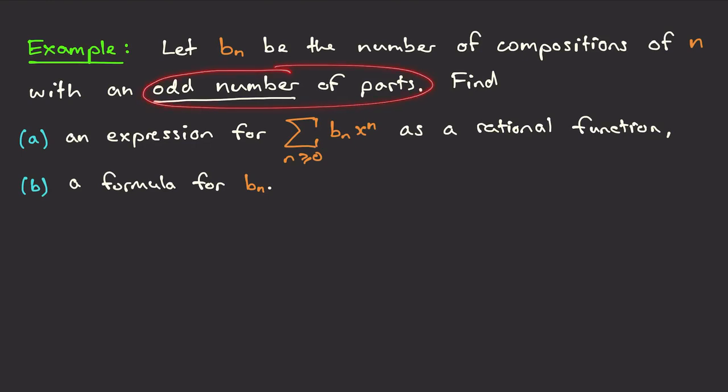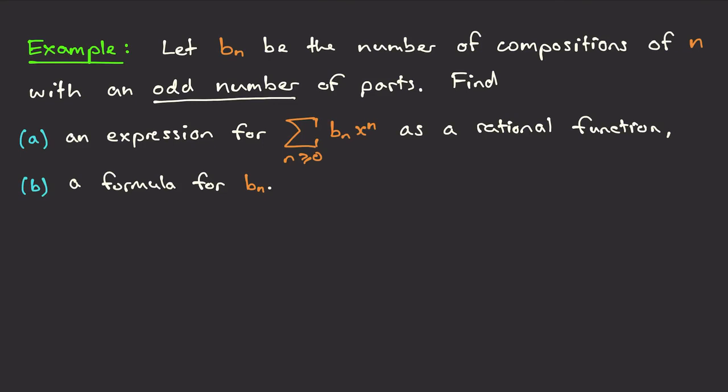There are different ways these questions can be phrased. In the last one, we asked for the number of compositions of a particular integer. In this example, we're asking for the generating series as a rational function, and also a formula for each coefficient. Since finding the generating series is part of the solution anyway, what we do is really no different.